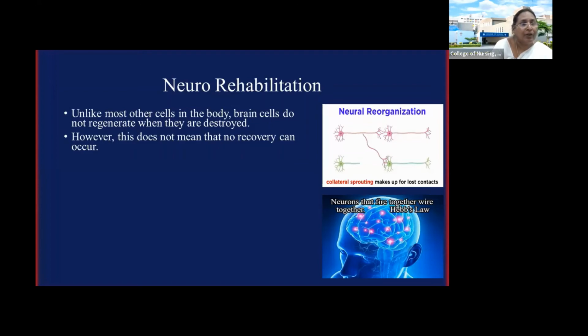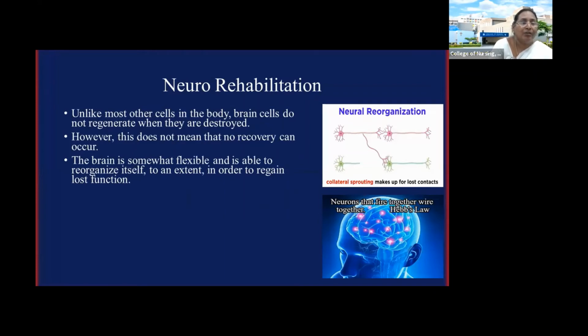Why? Because there is something called neuroplasticity. The brain is very flexible and is able to reorganize itself to an extent in order to regain any lost function. If you look at the picture on top, there is a neuron and the synapses should happen. But when there is a disconnection between one neuron and another neuron, you can have collaterals coming in. That is called collateral sprouting. What sprouts? It can be an axon, and more often, a dendrite. So collateral sprouting makes up for the lost contacts.